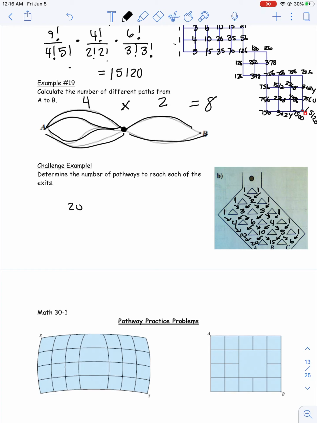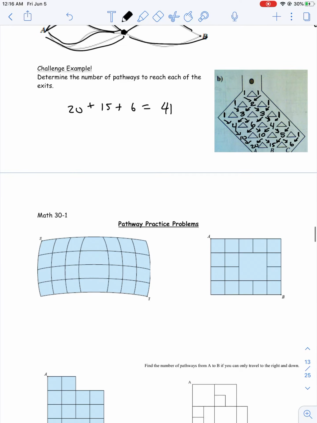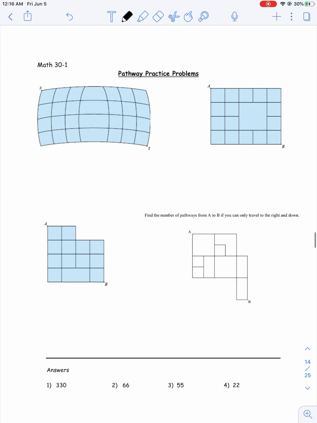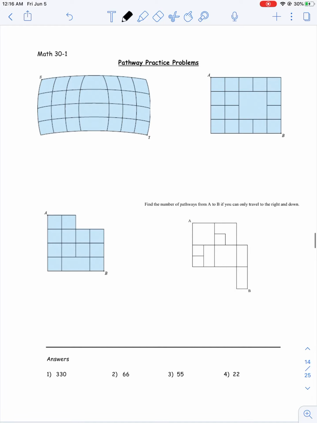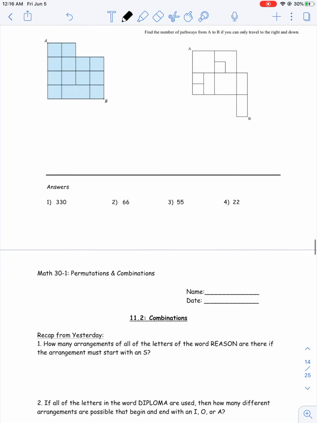We're going to add these numbers up. So 20, which is at A, 15 at B, and 6 at C. If you add them up, there's 41 possible pathways for the ball to reach the exit. And so as you can see, these are just some pathway practice questions that you can try, and the answers are below if you want to check them out.